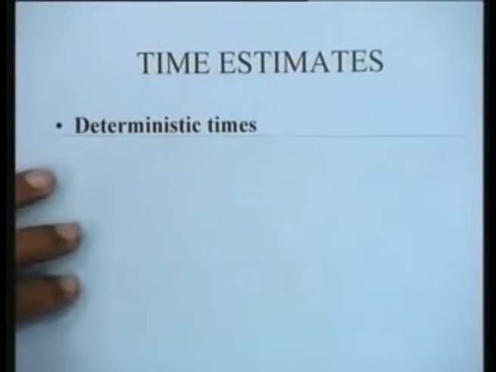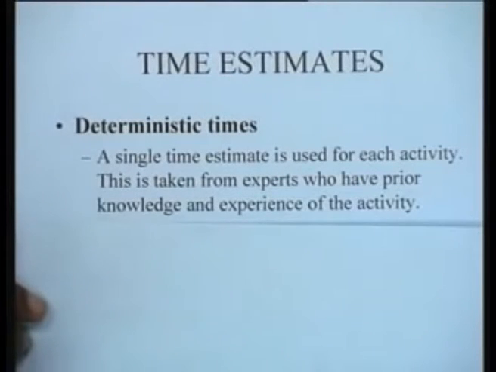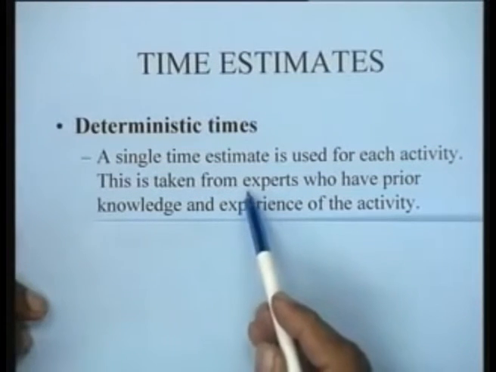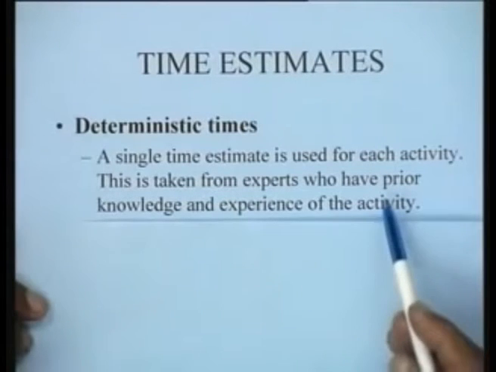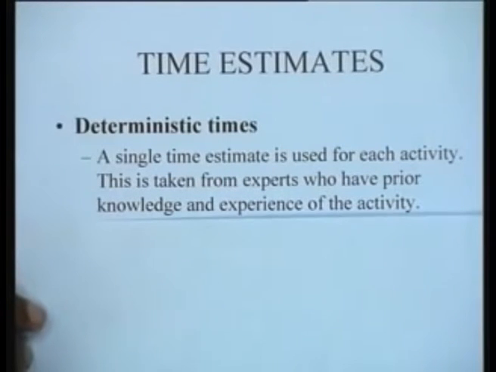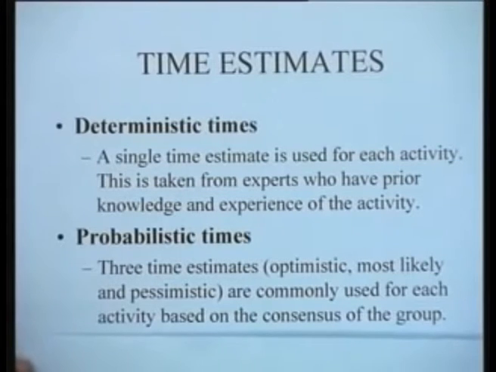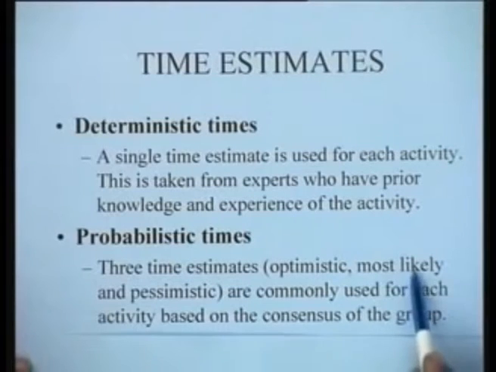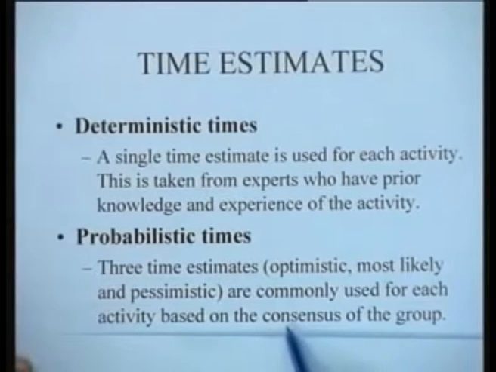In deterministic times, a single time estimate is used for each activity, and this is taken from experts who have prior knowledge and experience of the activity. So we are working only with a single time estimate for each activity, whereas in probabilistic times typically three time estimates are used: the optimistic, most likely and pessimistic, and for each of these activities these are generally obtained based on a consensus of the group of people who are working on these various jobs.